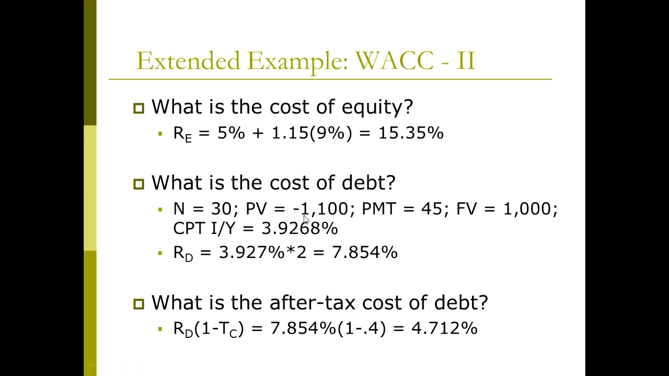Price, 110% of the face value, which is $1,100. Because the price is the money you paid, there is a negative sign in front of it. Payment per period, $45 per 6 months. Face value, $1,000. You compute the yield to maturity over the 6-month period, 3.92%. Annualize the number by multiplying the 6-month number by 2. 7.8% is the total cost of debt.